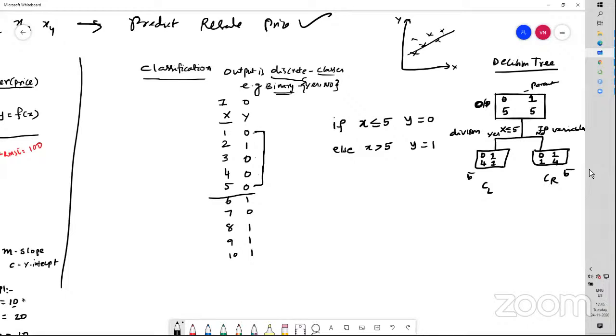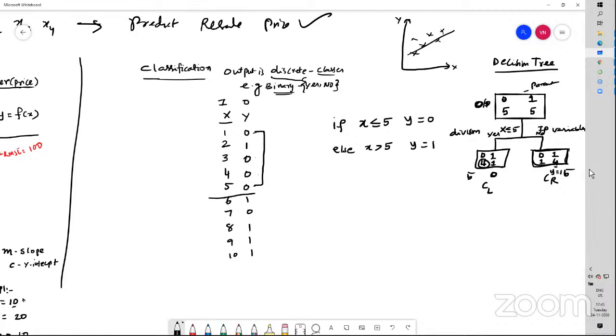Now, with this rule, if you can observe here, the majority of them on this left hand child belong to the 0 category. So I can say that, hey, when this rule is satisfied, y is equal to 0. On the other hand, where the majority of them belong to 1, so when this rule is not satisfied, then y would take a value of 1. So this is a simple way of separation.